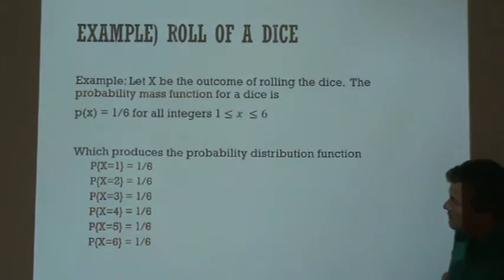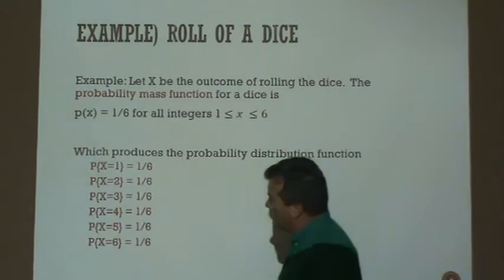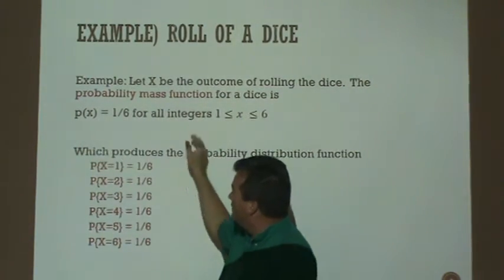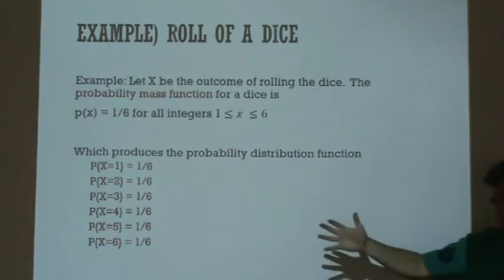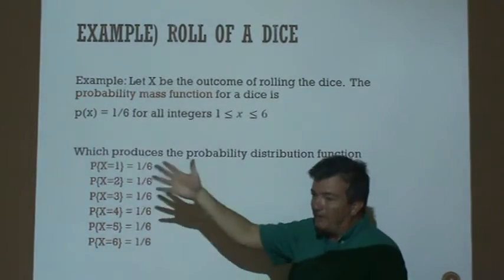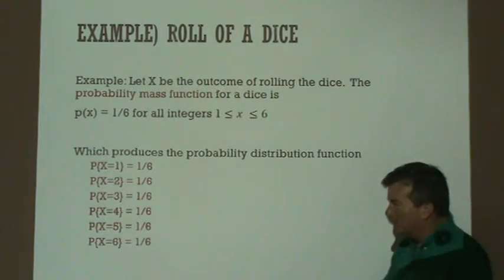Suppose we have an example, let x be the outcome of rolling a dice. The probability mass function of rolling a dice would be the probability of each of the possible numbers, 1 through 6, would be 1/6 for all the integers between 1 and 6. And the probability of any other integer would be 0. You couldn't roll a dice and get some other number.